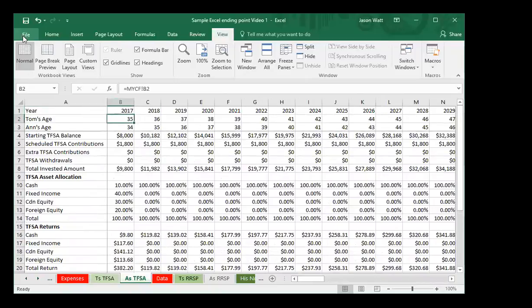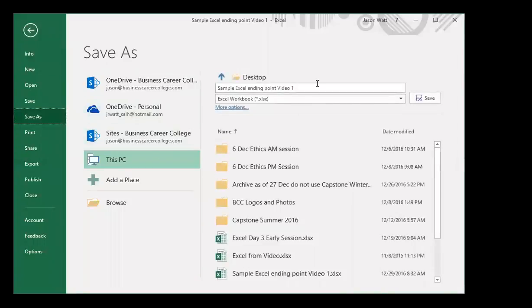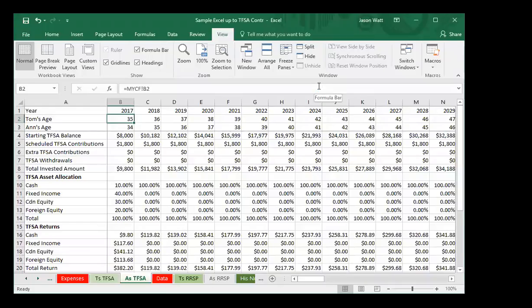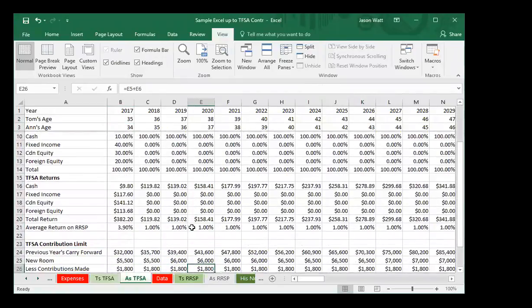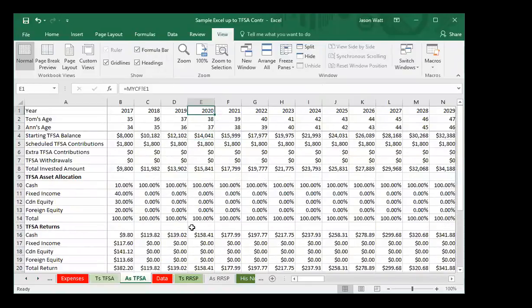Now I'm going to do one of my interim saves here. And I'm going to save this. And I like descriptive titles, so we're going to do sample Excel TFSA contribution. And that allows me to go back and find this now if I need to do a recovery type of save here. I can go and find that later on.